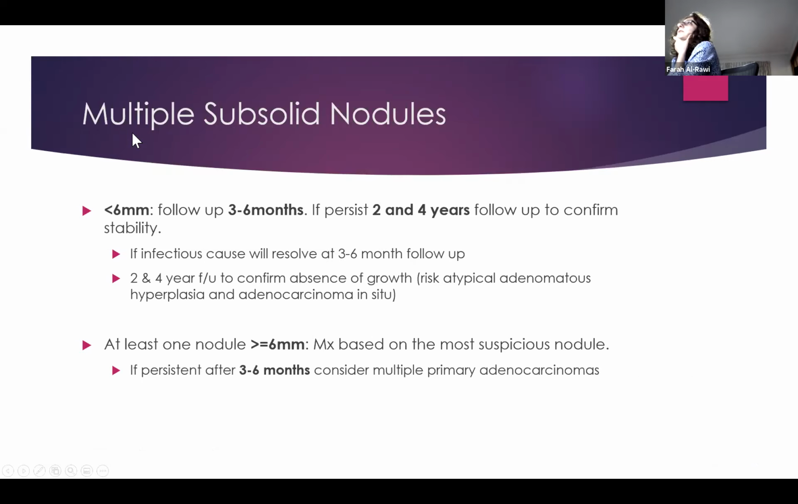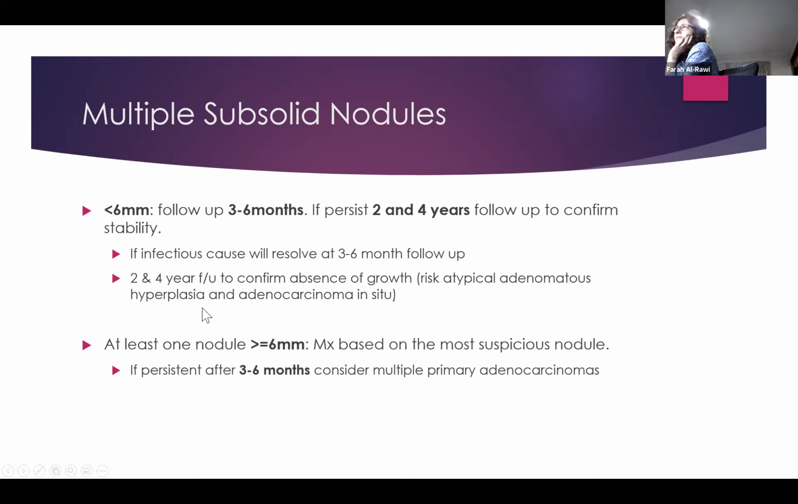When we have multiple subsolid or ground glass nodules, we're worried again about adenocarcinoma because they also sometimes, for certain patients, tend to be multifocal, so they'll have more than one at the same time. So if they're small, then it's okay to follow up because oncologists don't tend to treat them until they're at a certain size because, as I said, they're very slow growing. So we do 3 to 6 months, and then we keep following them up until they're treatable.